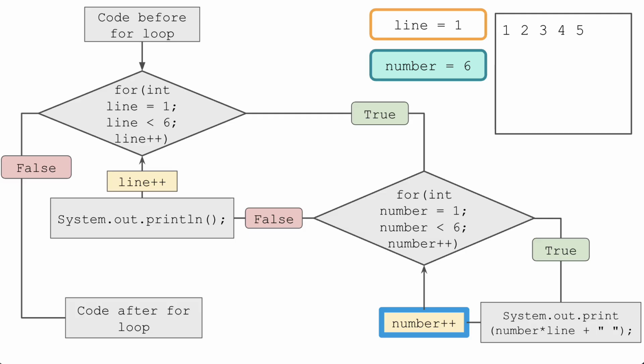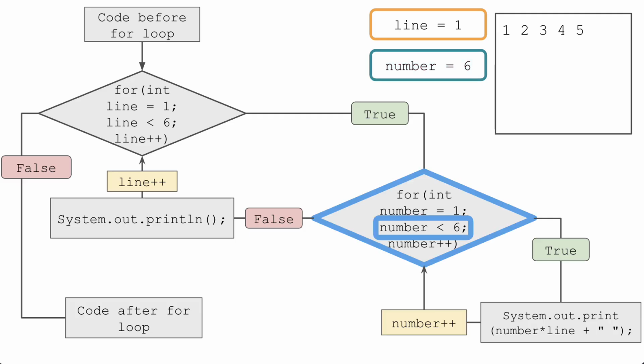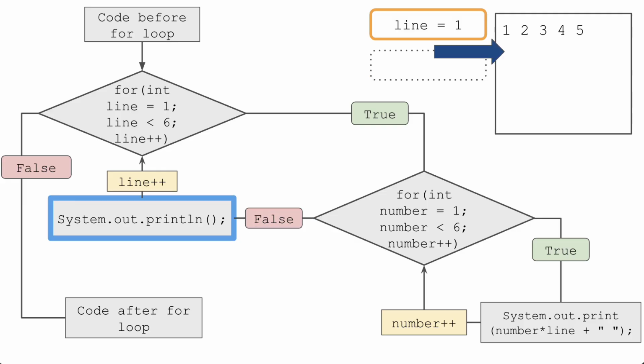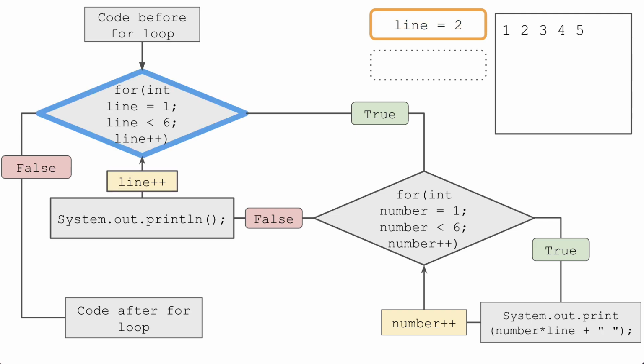Number is incremented to 6, and then back up to the Boolean expression, where you finally have something different. 6 is not less than 6, so the program follows the false path this time and exits the inner for loop, moving on to code that follows the inner loop. A new line is printed, and then the outer loop variable, line, increments by 1. So now, line is 2. And finally, the program is back to the outer loop header.